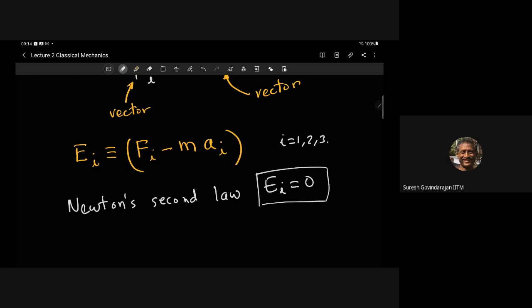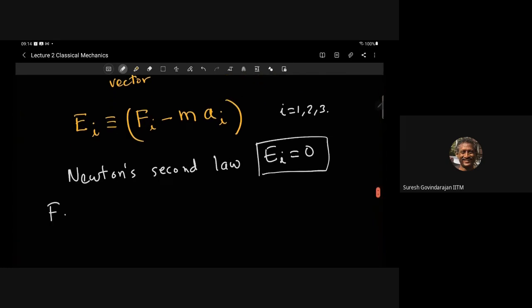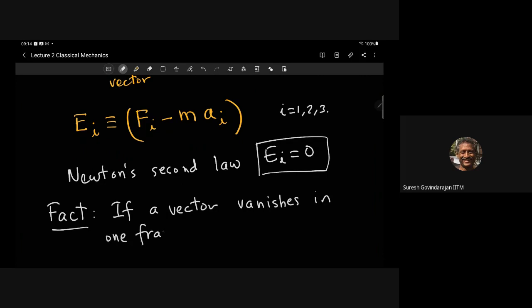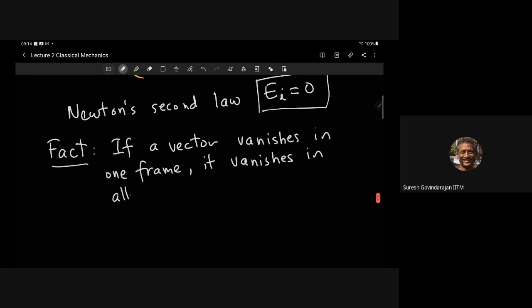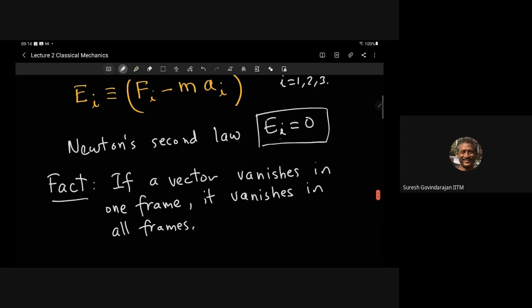And so that's a simple fact which is easy to see. If a vector vanishes in one frame, it vanishes in all frames. So an example of that is Newton's equations. It says that E_i is this vector which vanishes.